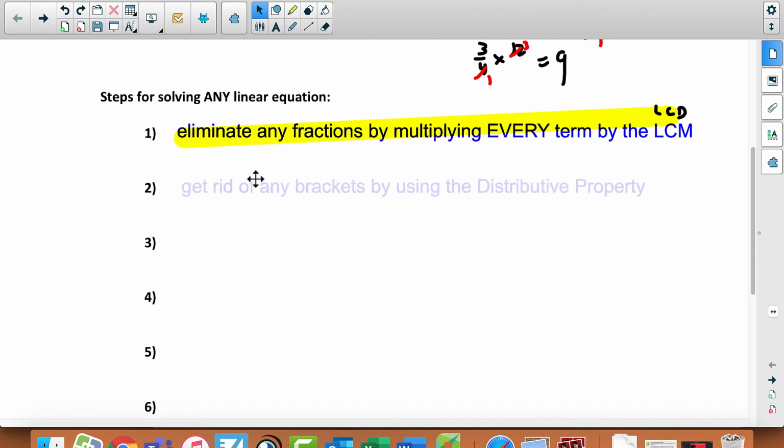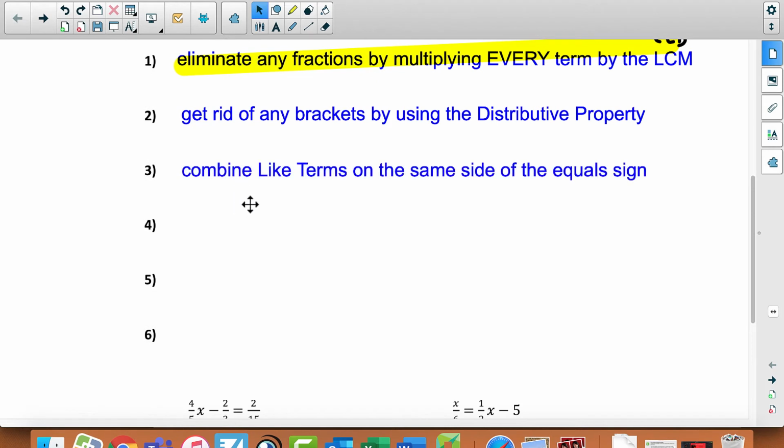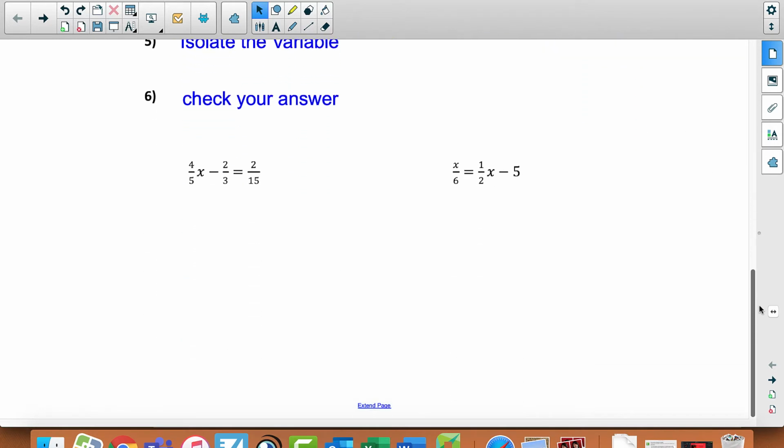These ones you've seen before. Get rid of any brackets using the distributive property. Combine like terms on the same side of the equal sign. Move all the variables to one side of the equal sign. Remember, try to add or subtract the smaller amount if you can. Isolate the variable and then check your answer if that's something you want to do. You should do these steps in this order. Okay, don't decide, hey, I'm going to start moving the variables to one side right away. No, do them in this order. So the first thing you want to do is get rid of fractions.